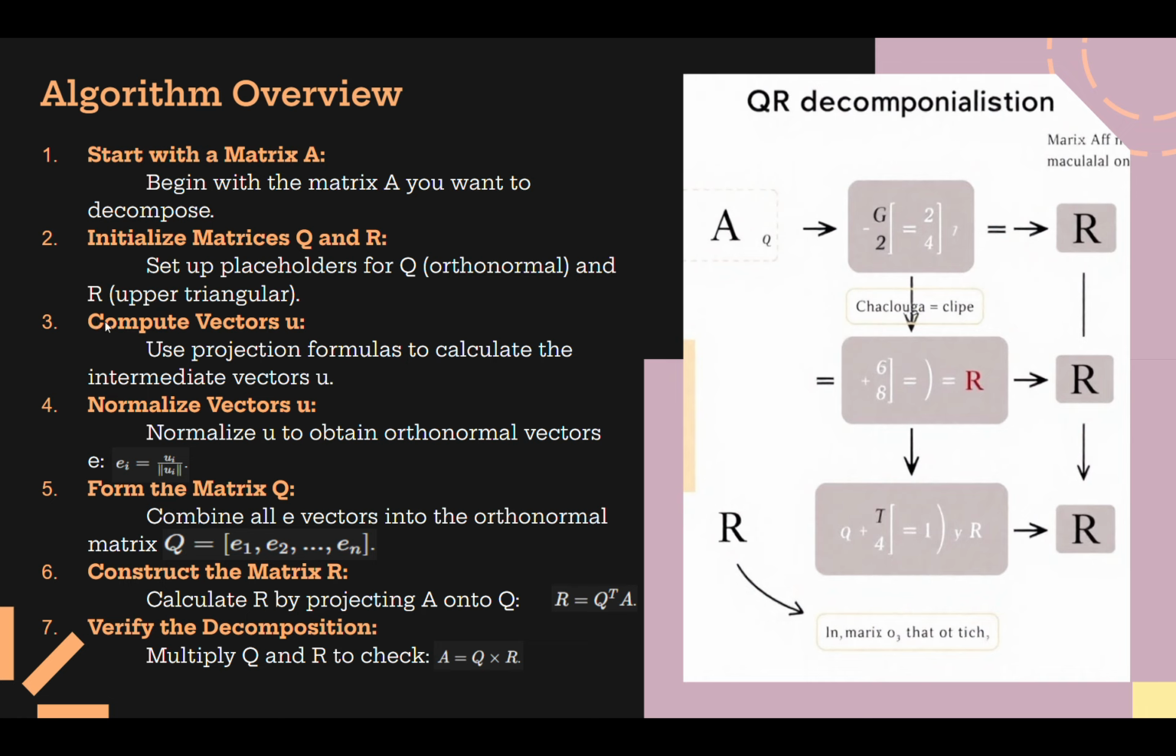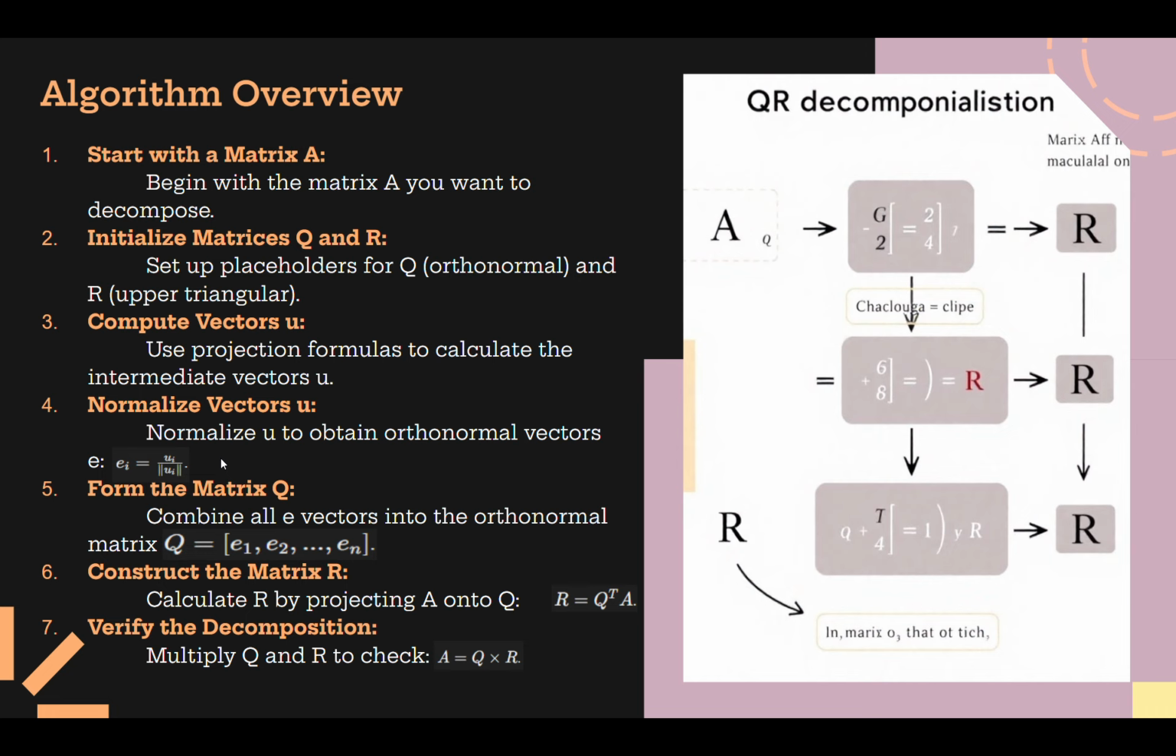And then we compute the vectors U using the projection formula to create the intermediate vectors U. Here's the key part. We calculate intermediate vectors U by removing the overlap of the current column of A with the previous columns of Q. And then we normalize U. Once we remove the overlap, we normalize U to get unit vectors, which we store as columns of Q.